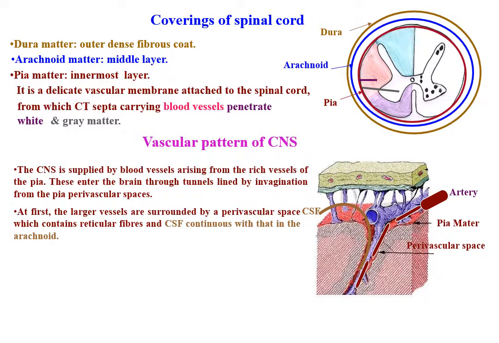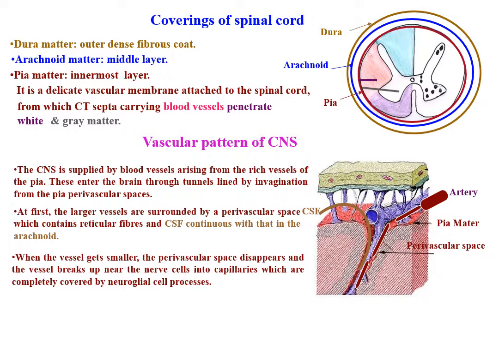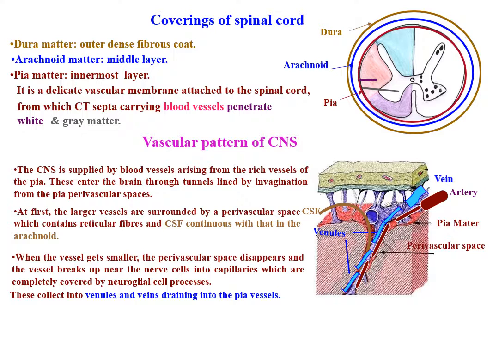When the vessels get smaller, the perivascular space disappears, and the vessel breaks up near the nerve cells into fine capillaries, which are completely covered by neuroglial cell processes. These collect into venules and veins draining into the pia vessels.